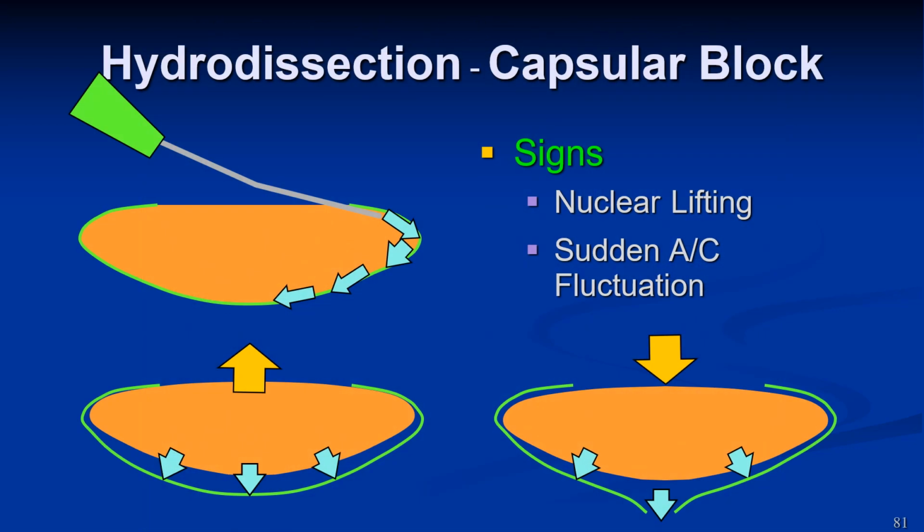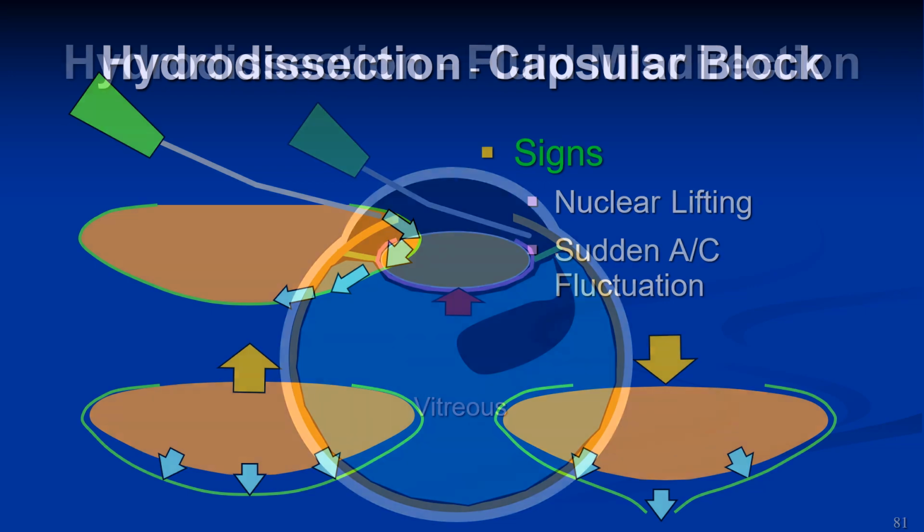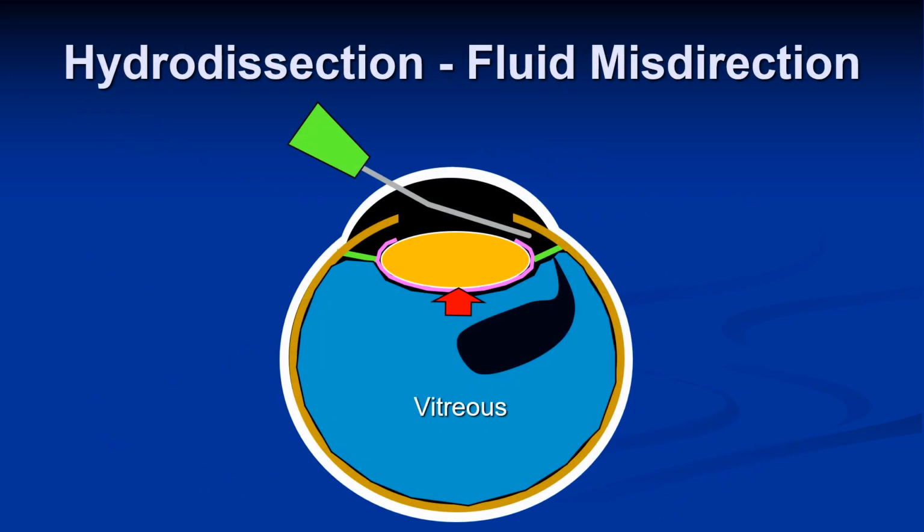If we continue to inject more fluid after the nuclear lifting sign is observed, the posterior capsule may burst. There will be a sudden AC fluctuation. If we wrongly place the cannula over the capsule, the fluid may misdirect into the vitreous, causing a sudden shallow AC with a tense eye. If this happens, we need to do pars plana vitreous tapping to remove the fluid.